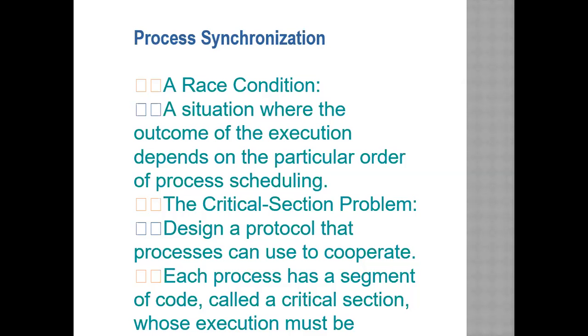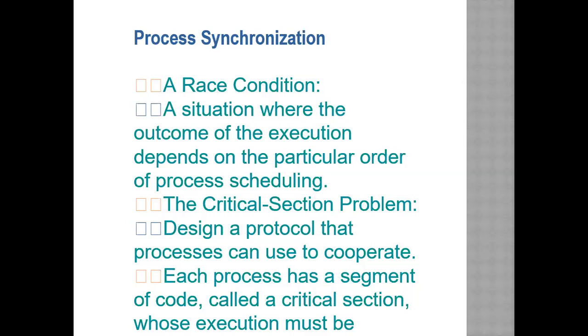A race condition is a situation where the outcome of the execution depends on the particular order of the process scheduling, and the critical section problem, which we have already talked about at length. The previous examples I referred to were critical section problems. When we want to share resources, the critical section problem occurs. It is sorted out by mutual exclusion only. Design a protocol that processes can use to cooperate.